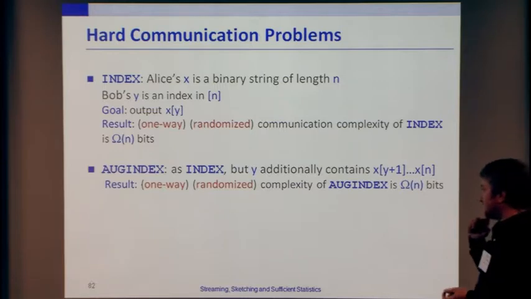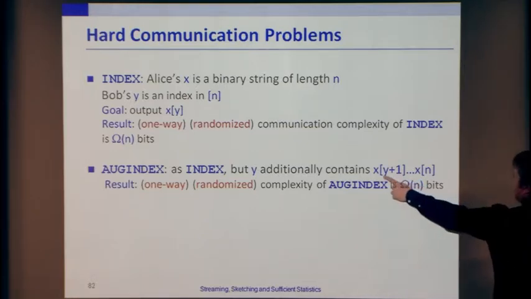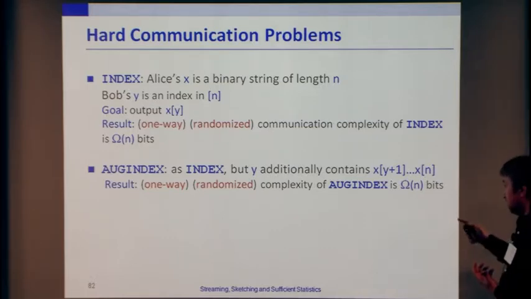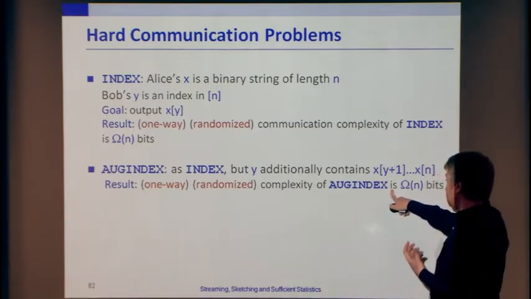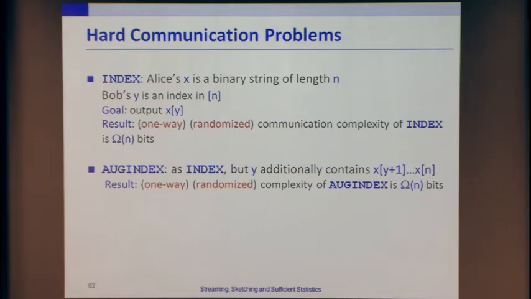A variation of index says, let me try and make the problem easier for you. So I'm going to tell Bob not only the index to look for, but the suffix of Alice's string after that index. Right? So I'm going to tell you information which is ultimately not helpful, but seems to contain potentially a lot of entropy. But actually we argue that nevertheless, the one-way randomized communication complexity of augmented index is also high, is also linear in n. And again, we're going to use that in reductions to show other hardness results.